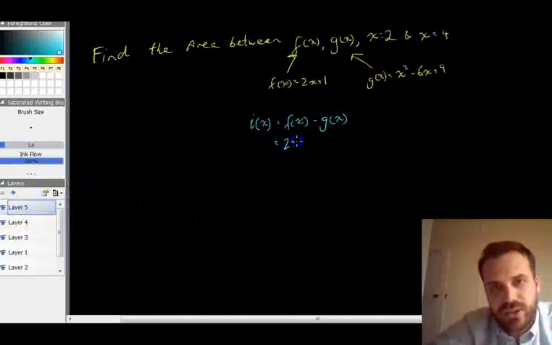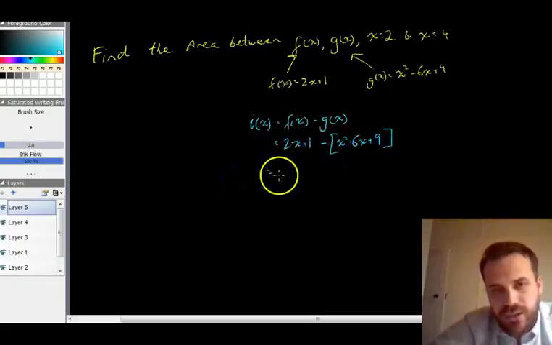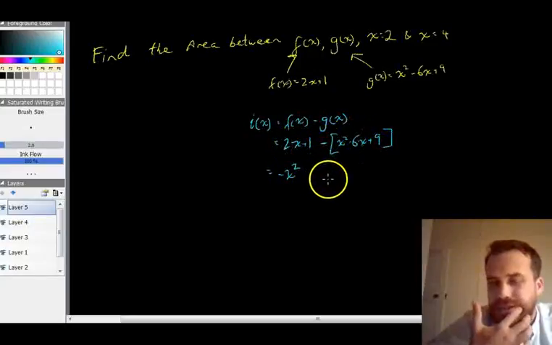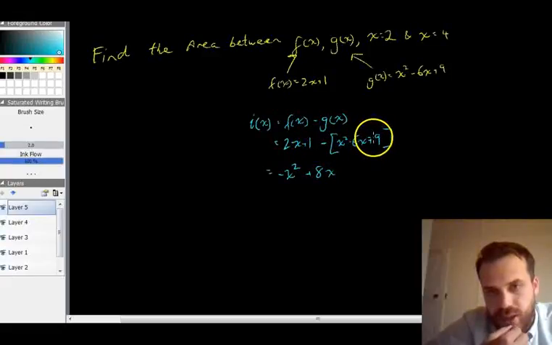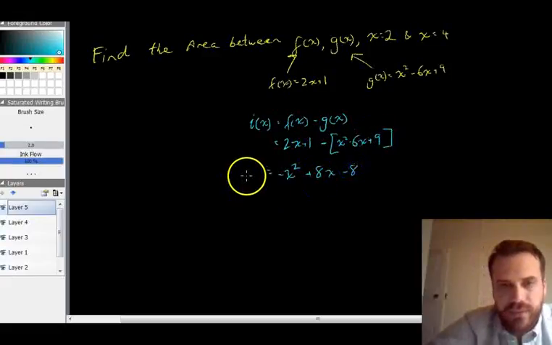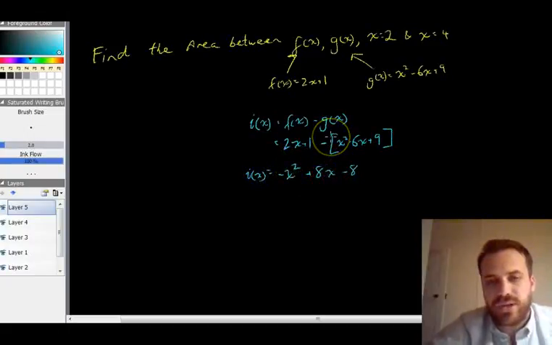So f of x is going to be 2x plus 1, and I'm going to subtract all of that, x squared minus 6x plus 9. So 2x plus 1 minus x squared, so I get a negative x squared. 2x minus 6x, that's going to be 2x plus 6x, so plus 8x. And positive 1 minus 9, it's going to be minus 8. So my new function, I of x, is negative x squared plus 8x minus 8.